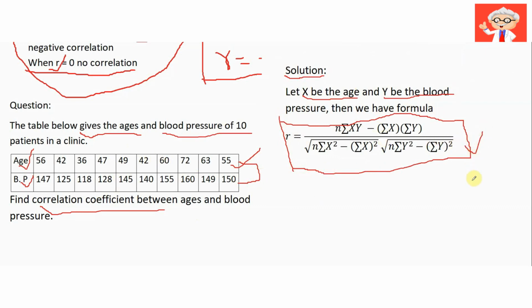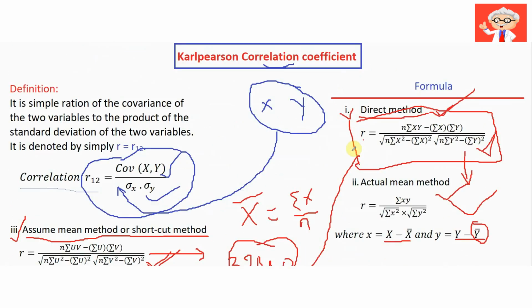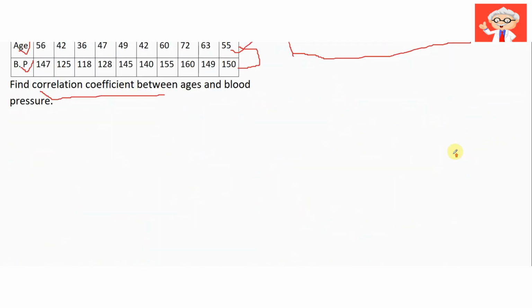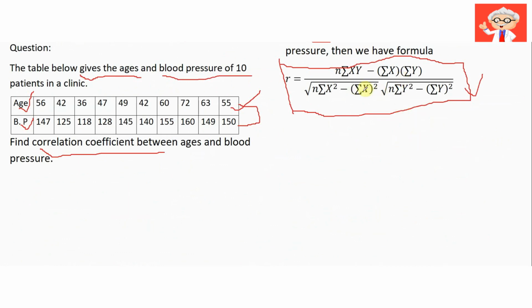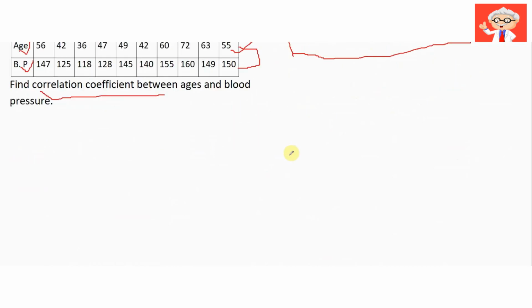But if the data given are very large and voluminous, at that time this formula becomes more difficult. But if you do not find it too difficult, then you can always use this formula. This is the direct method. We have already studied it in this section. This is the direct method, or direct formula, to calculate the correlation coefficient between two variables. Now we'll construct a basic table to calculate this.